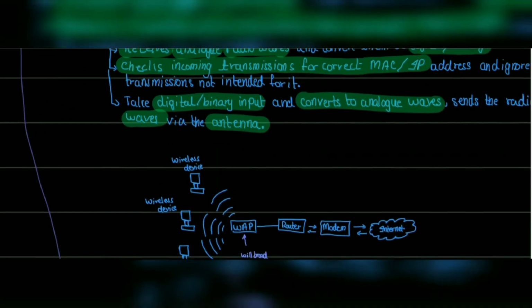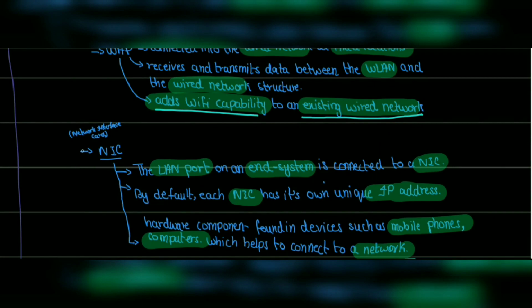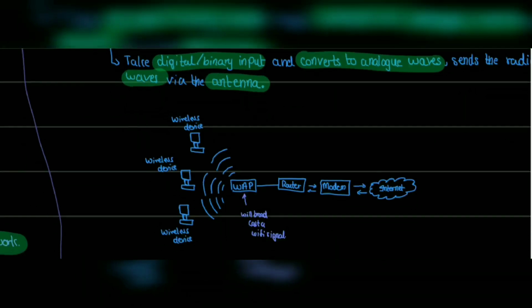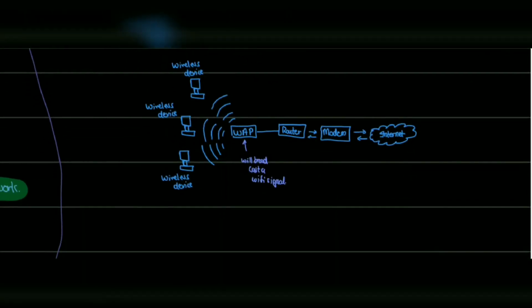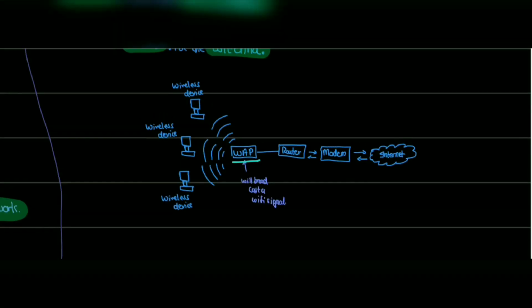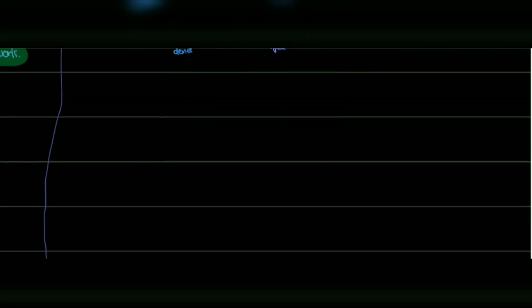So this is the wireless access point, which we have discussed. It adds Wi-Fi capability, and we are giving a Wi-Fi. Like whenever we have a mobile phone and we use the hotspot and connect two or more devices to that, this is what a WAP is. Then it's connected to a router, and the router is connected to a modem, and this is how the whole network will broadcast a Wi-Fi signal.